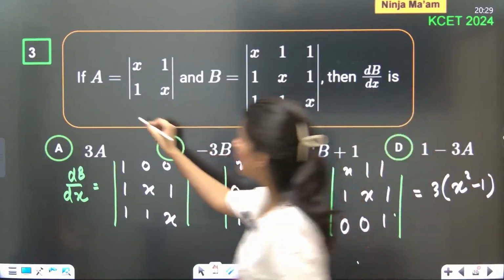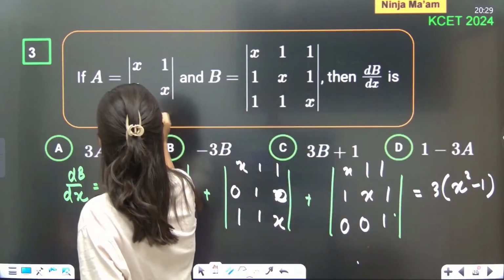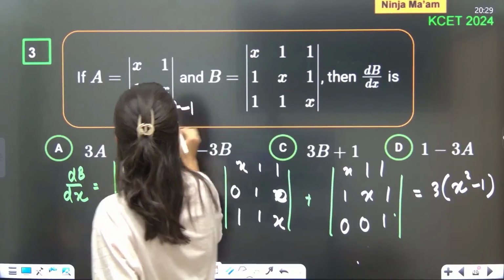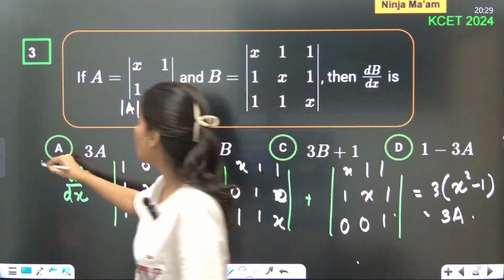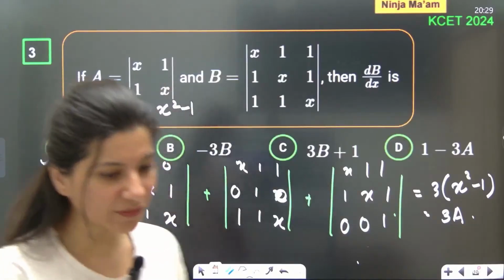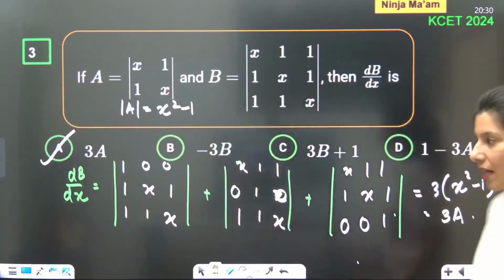And you know what? Determinant A is what? 3 times x square minus 1. So this is nothing but 3 times A. So correct answer is option A, which is absolutely right, everybody. Yes, getting it, understanding it?